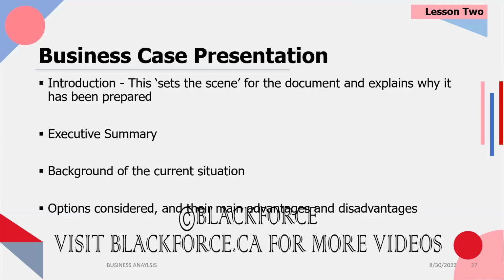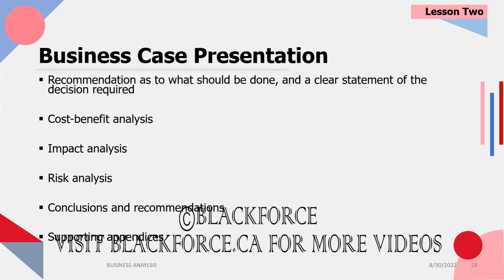You go into background of the current situation, so the pain points, this is what isn't working well right now. Then you talk about the options that have been considered, the advantages and the disadvantages of each one. You then recommend an option and give a clear statement of how you came to that decision. Like how you came to that conclusion that this is the best way to go. And the reason you're doing that is that you want to be very clear about the decision you need from them. Because it doesn't matter how much effort you put into this business case. If they don't make that decision to approve it, that project isn't going to happen.